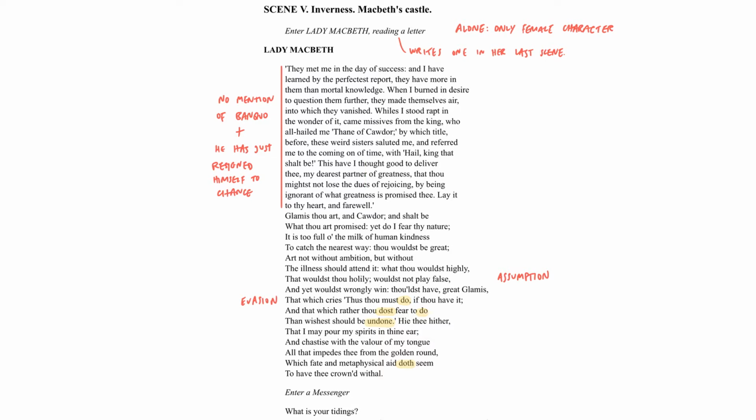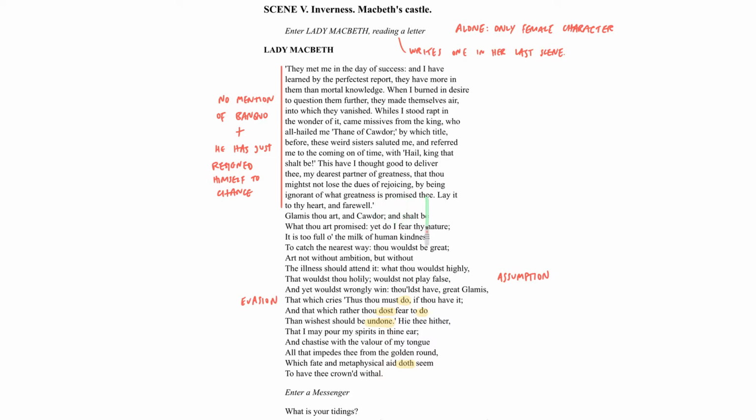The kingship is coming his way. "This have I thought good to deliver thee, my dearest partner of greatness, that thou mightst not lose the dues of rejoicing by being ignorant of what greatness is promised thee. Lay it to thy heart and farewell." So the way in which he's addressing her here as his dearest partner of greatness involves her in the prophecy made about him. If he is going to be king, then she is going to be queen.